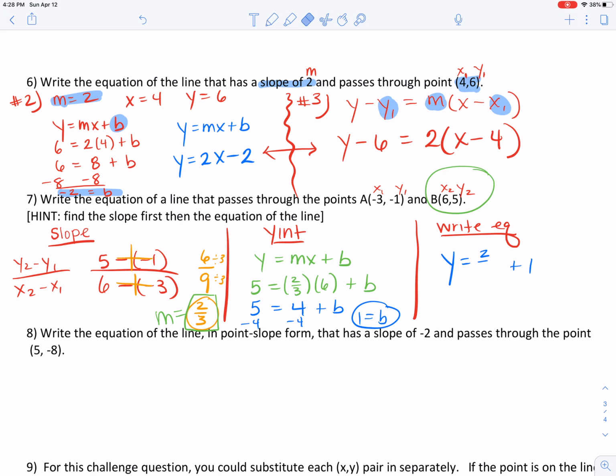I don't like how I wrote my x like that. 2/3 with a bigger x plus 1. Okay, don't forget the y equals because it's an equation. Try number 8 and then move on to the next video.